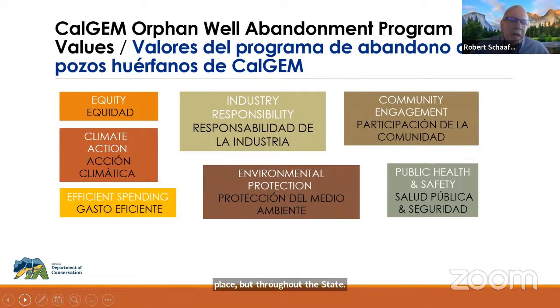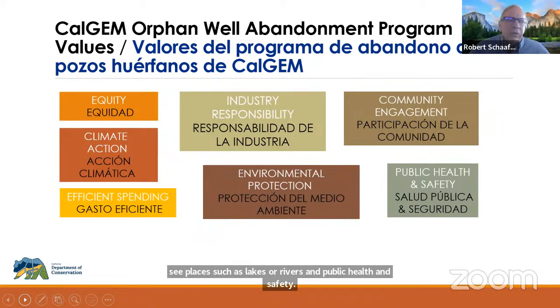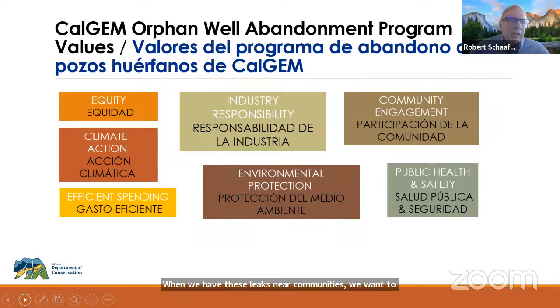We want to address climate action, environmental protection, and public health and safety, which basically means we want to handle wells that are leaking. Climate action, we want to limit the amount of greenhouse gases that we're putting into the air. Environmental protection, we want to prevent oil from getting into environmentally sensitive places such as lakes or rivers. And public health and safety, when we have these leaks near communities, we want to address those issues as quickly as we can. At the same time, we want to efficiently spend the money. We want to do as many abandonments as we can with the money that we've been given.